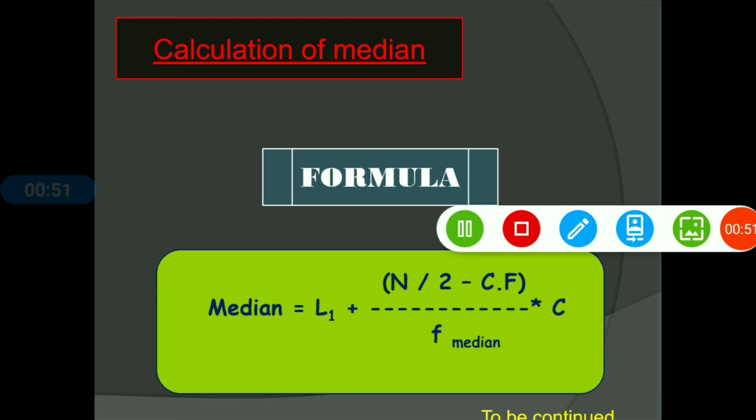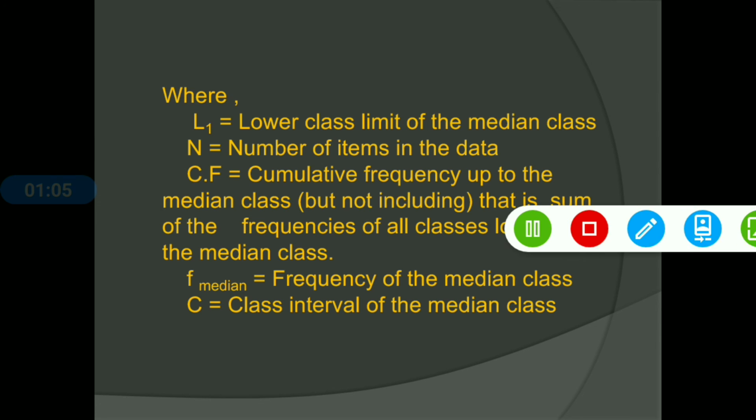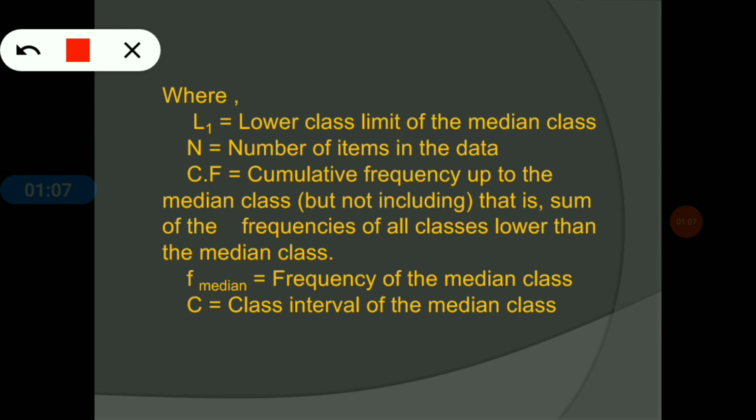The formula of the median is L1 plus (n by 2 minus Cf) divided by the frequency of the median class, into class interval. Now going to the next slide. L1 means the lower class limit of the median class, n means number of items in the data, Cf means cumulative frequency up to the median class, clear, and f median means frequency of the median class, and c is the class interval of the median class. I think this is clear.